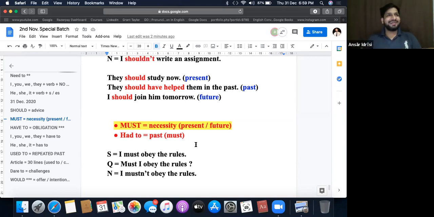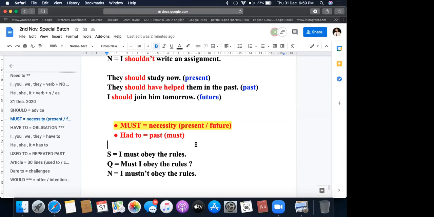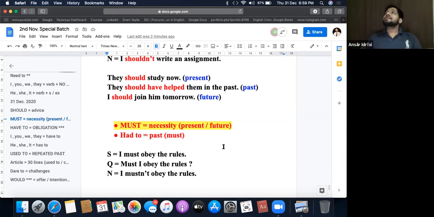He should submit documents. Should he submit documents? He shouldn't submit documents. She should make the lunch. Should she make the lunch? She shouldn't make the lunch. Next.